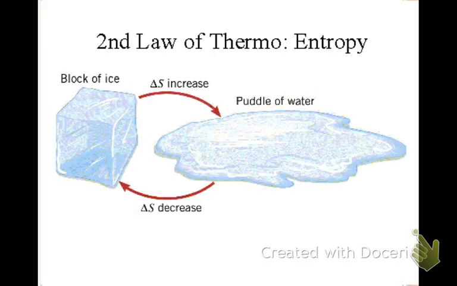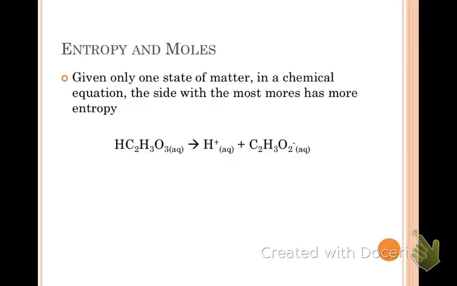So we see this here with a block of ice. A block of ice is solid, and when heat is added to it, it becomes a puddle of water, it becomes liquid. So we have a higher amount of delta S in the puddle of water than we do in the block of ice. So the delta S will increase. If we go back through and freeze that puddle of water into ice, that delta S will actually decrease, because then that puddle of water is becoming more uniform into that block of ice. So again, when we go from a solid to a liquid, we have a high delta S. When we go from a liquid to a solid, we have a low delta S, or it decreases.